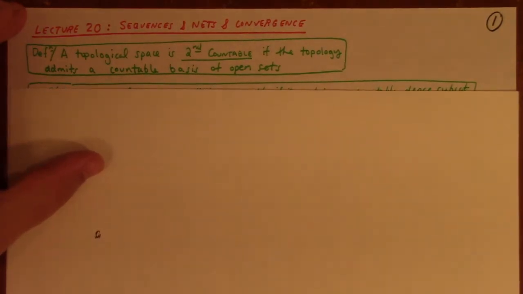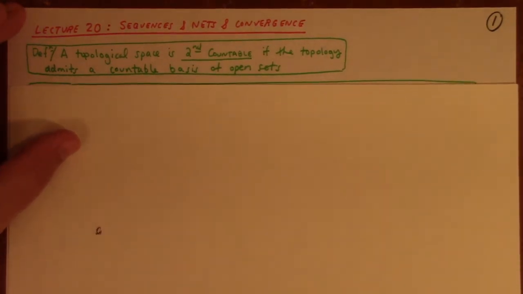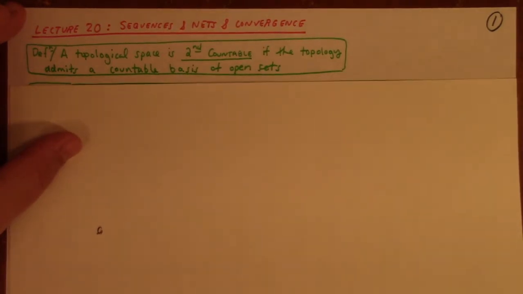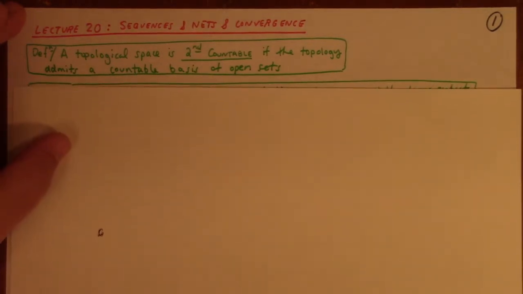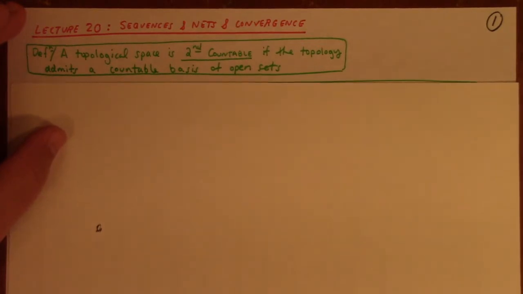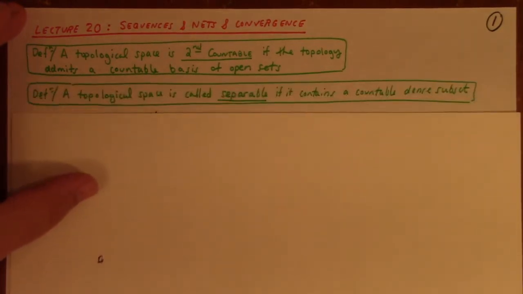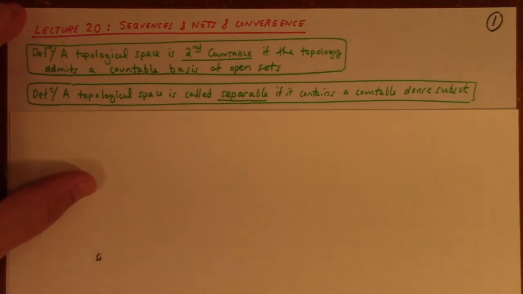A topological space is second countable if the topology admits a countable basis of open sets. Countable meaning either it's in bijective correspondence with the natural numbers or it's finite, right? I think pretty much most things you can think of are second countable, though not everything is.